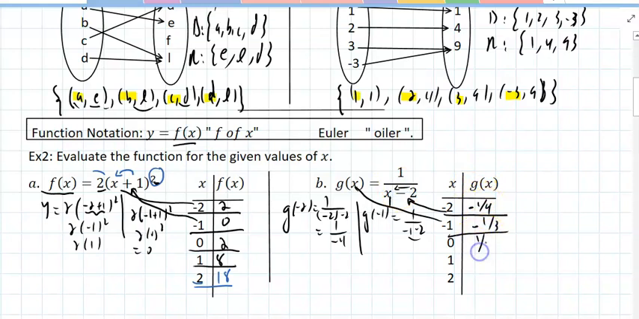What if I put a 0 right there? Wouldn't the denominator be negative 2? How about if I put a 1? 1 minus 2 is negative 1, which is a negative 1. And what if I put a 2? Isn't that 1 over 0? That would be undefined.